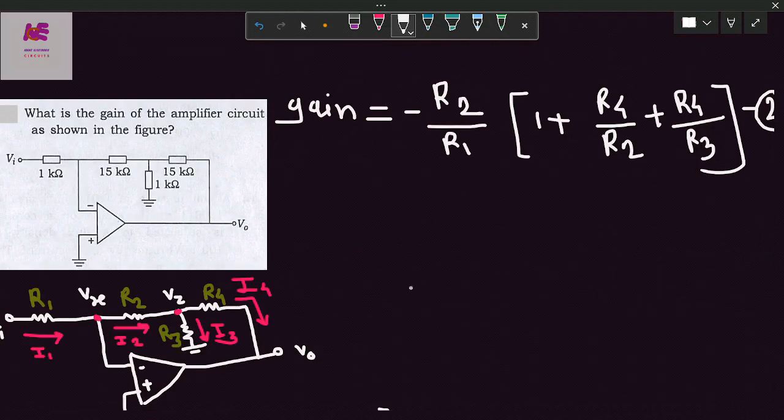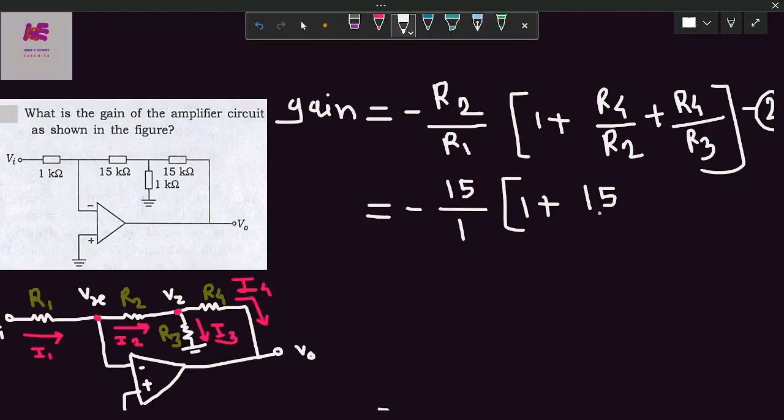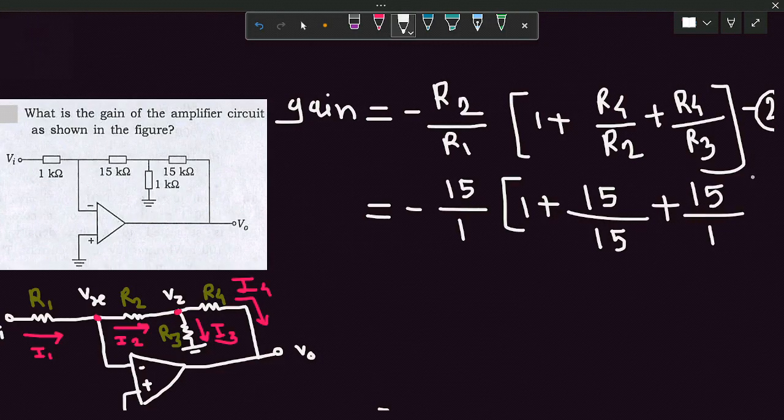Now coming to the solution. Therefore, gain is equal to minus R2 divided by R1. The value of R2 is 15 kilo ohm and R1 is 1 kilo ohm, so the ratio of R2 and R1 will cancel the kilo ohm. So directly we can write 15 by 1, in bracket, into 1 plus R4 value, 15 kilo ohm, divided by R2 value, again 15 kilo ohm, plus R4 15 kilo ohm divided by R3, which is 1 kilo ohm.